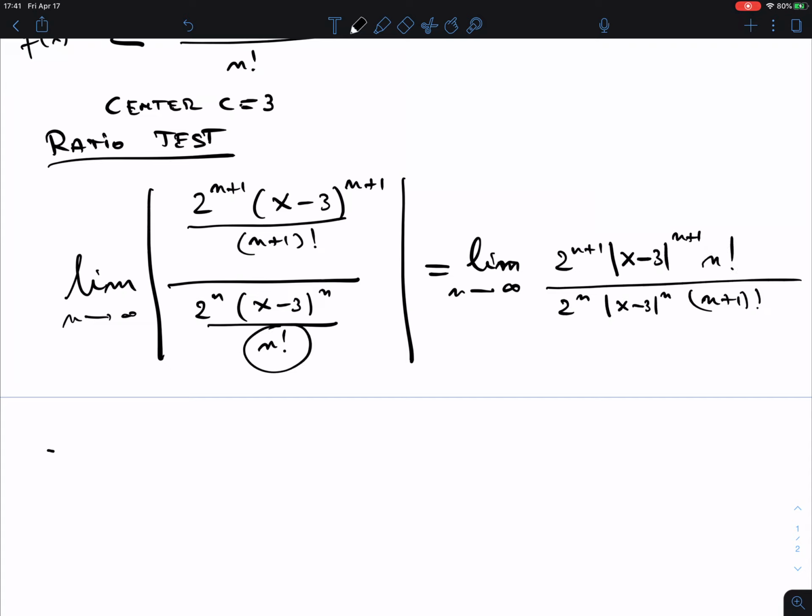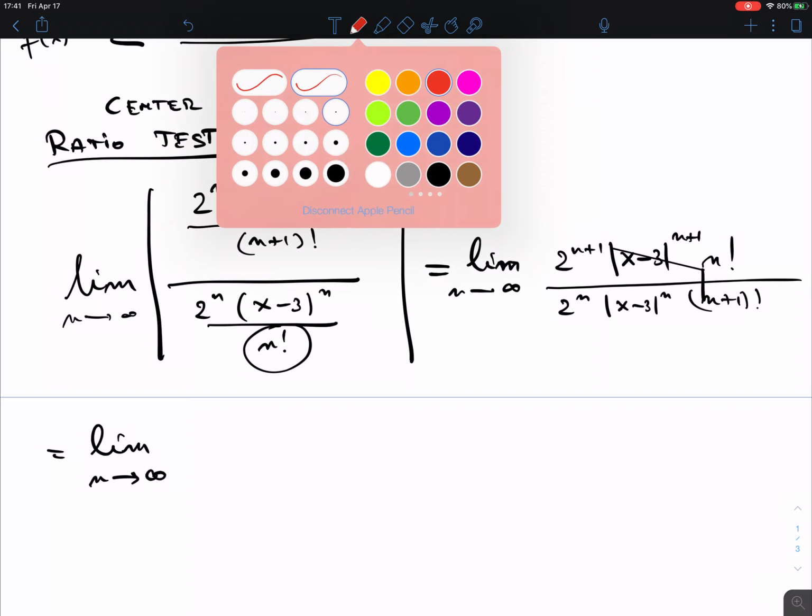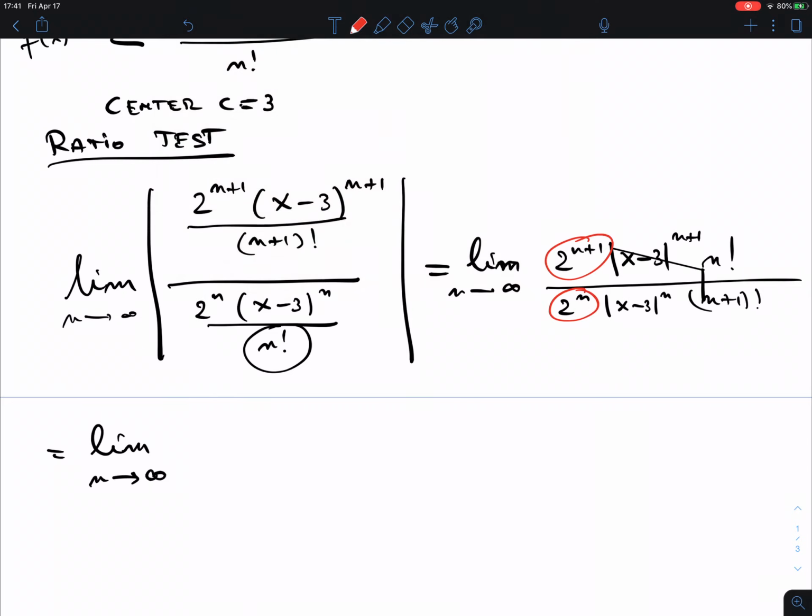Okay, let's simplify. We know how these powers cancel, right? This is 2 to the n plus 1 over 2 to the n, the highest power is on top, so we get a 2 there. And the same is true for these guys. They're also powers, right? So if you cancel them, the only thing left is an x minus 3. It's the same, it's just a different base.